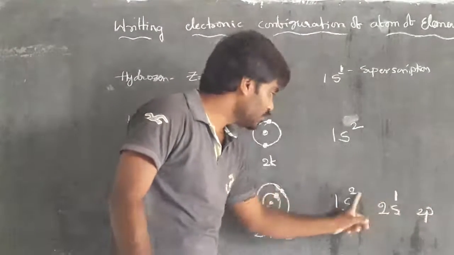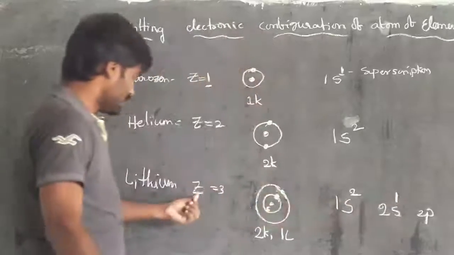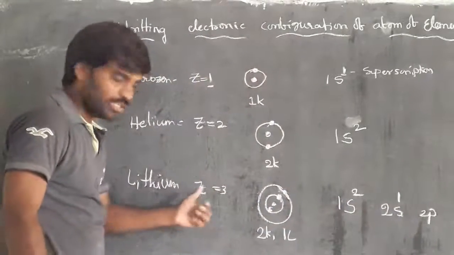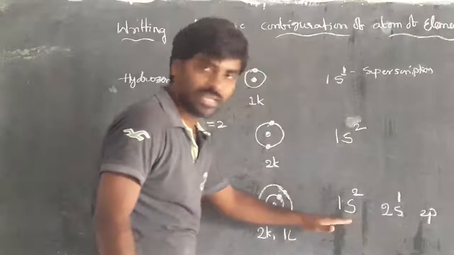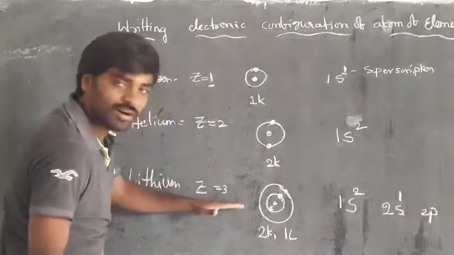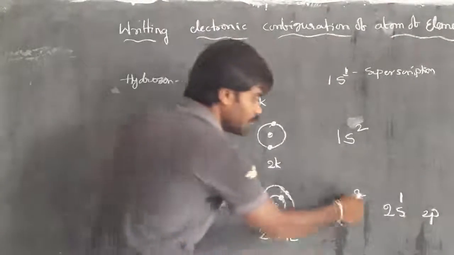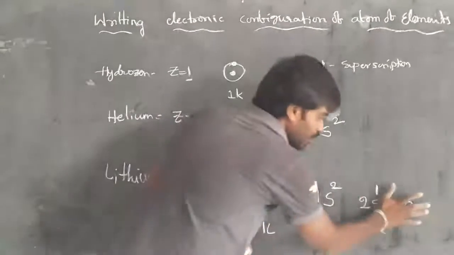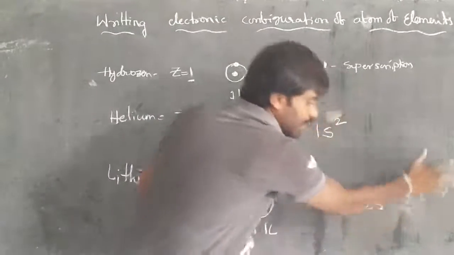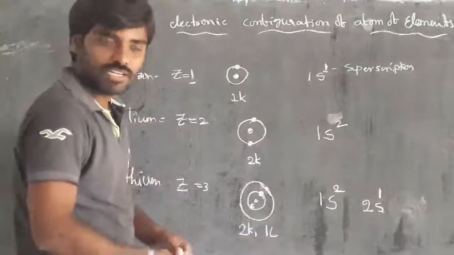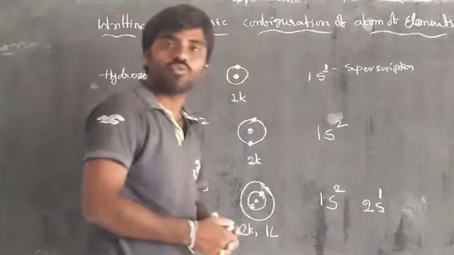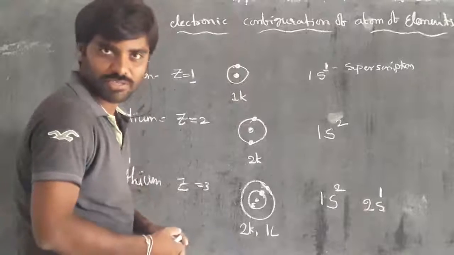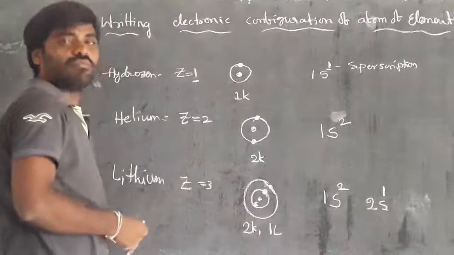Can we write another number here? No, because 2 plus 1 is 3, and the atomic number is 3. So always we have to write like this: the atomic number and the total number of electrons in the superscript values are always equal. Here no electrons remain to write into another orbital. Like this we can write the electronic configuration.